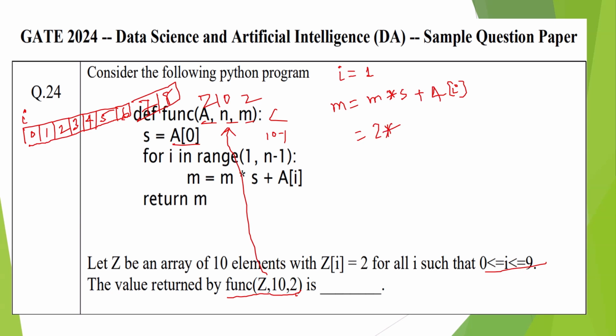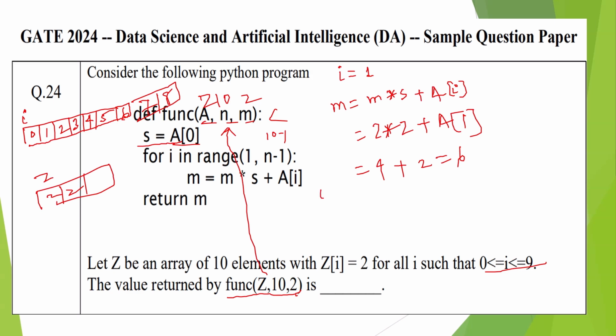And what is s there? s is a of 0. And what is a? a is z. In z all values are 2. So here s is 2. 2 into 2 plus a of i. What is a of i? Initially the loop runs from 1, so a of 1. a is nothing but z, and in z every value is 2 only. So it will come 2 into 2, 4, plus 2. It will come 6.